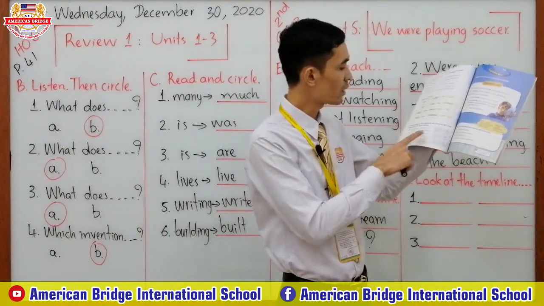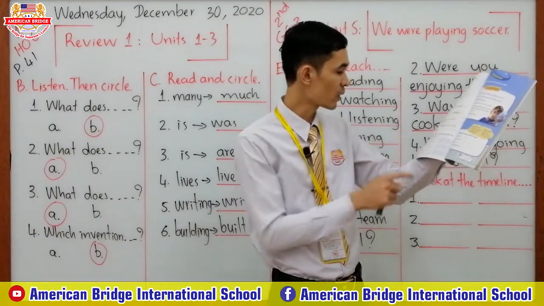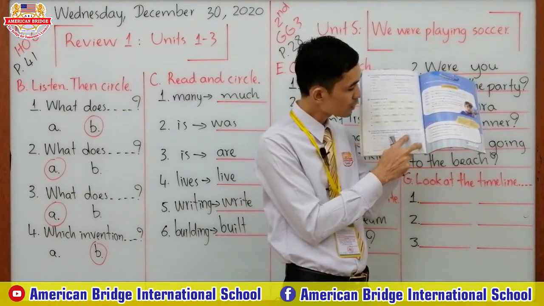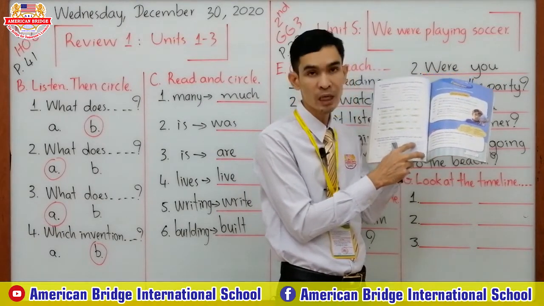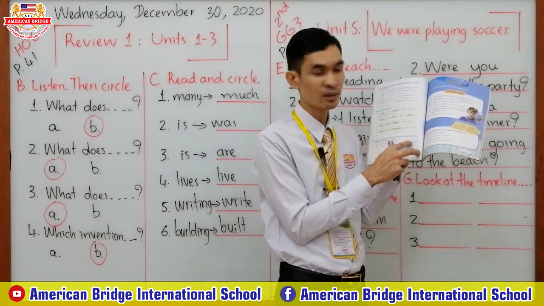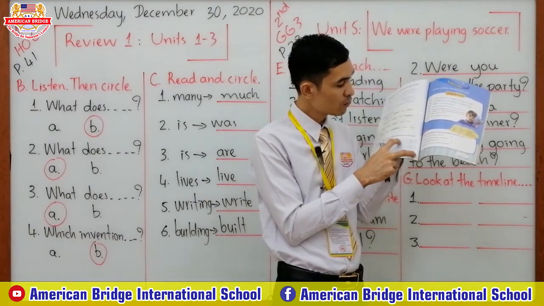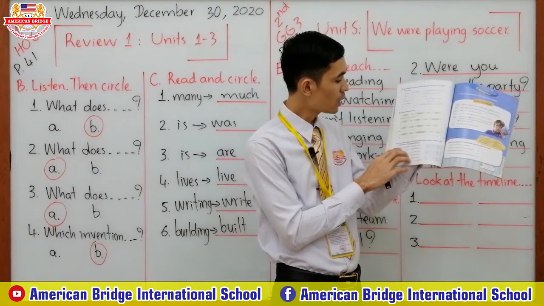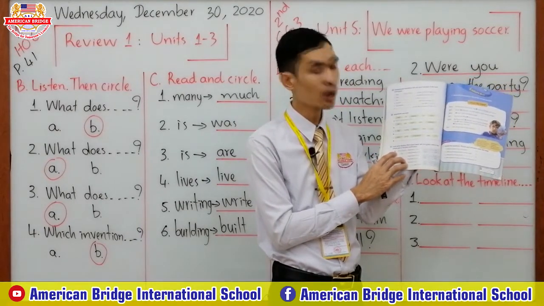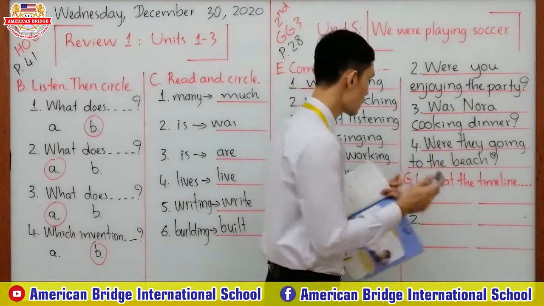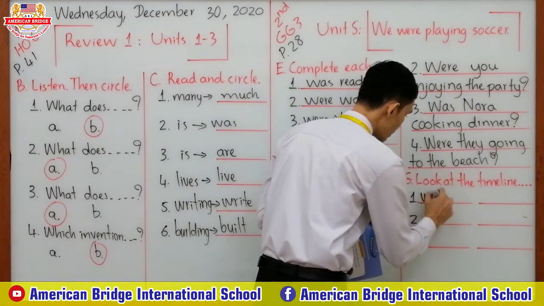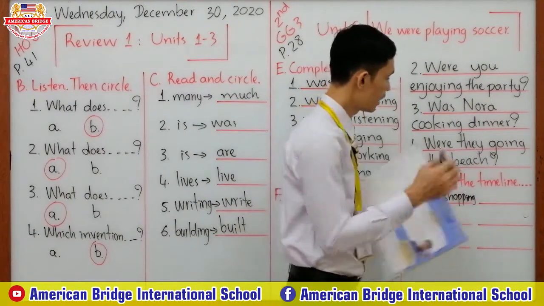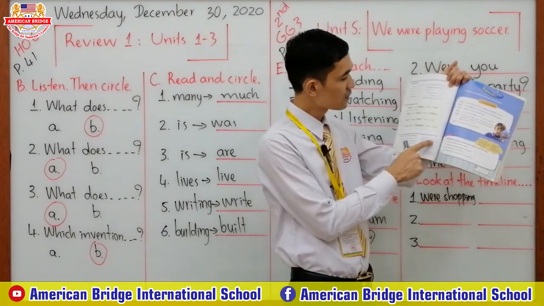Okay, so now you can look at the timeline. The first one is given as an example, right? We were, okay, you can look at the timeline first. Okay, shopping, you see, the action is in progress or the action is ongoing, right? Yeah, so here you must use this one. It must be were shopping, because the subject is we, so we use were. We were shopping.